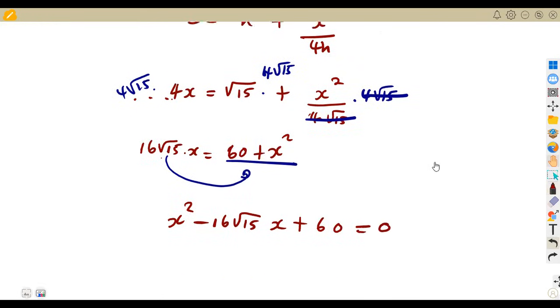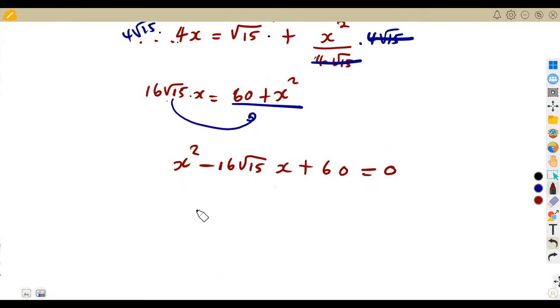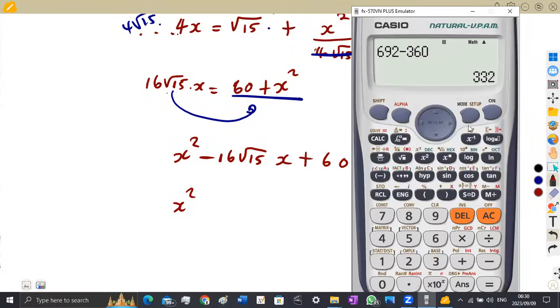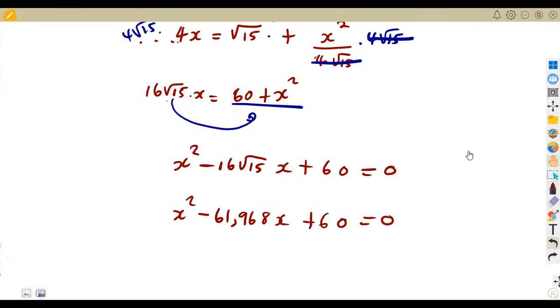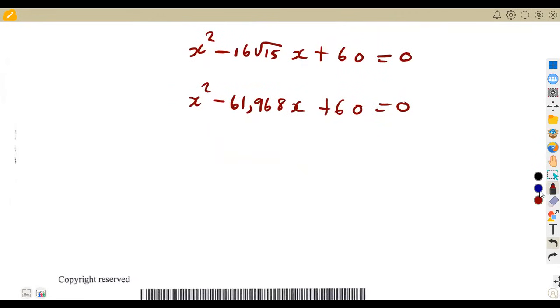So since I'm to solve this, it's a quadratic equation, and as you can see, our values, they are going to be affected here because on our calculator, if we check, we are going to have this part of negative 16 square root of 15 as a decimal, which is going to be negative 61,968x plus 60, which is equal to 0. So from this part, we are going to use your quadratic formula. Since there's a decimal here, you can see that we can't use direct factorization. So we have to use our quadratic formula.